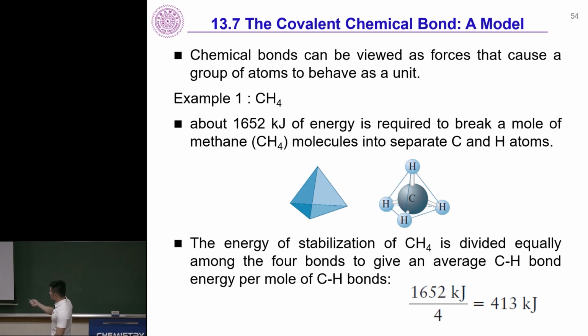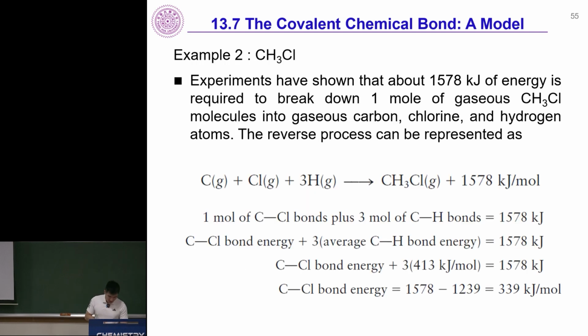The energy of stabilization of CH4 is divided equally among the 4 bonds to give an average C-H bond energy per mole of C-H bonds. So you take this formation energy of methane, 1,652, divided by 4. So every C-H bond should be 413 kJ per mole. And this is one of the strongest energies for covalent bonds, right? So methane is something really hard to study nowadays.